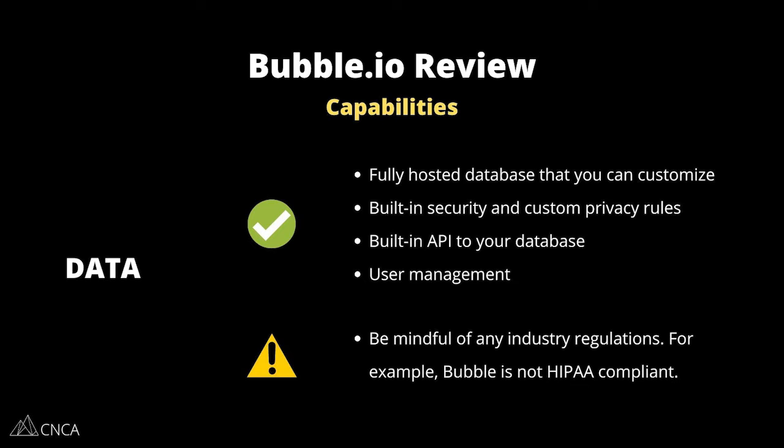Now, moving on to the data component of a Bubble application. Bubble offers a fully hosted database, and these are hosted on Amazon Web Servers that you can completely customize. You have control over the tables that you'll require, over the fields, the properties within those tables. So for example, a user record, right, a user profile that you want to create in your application needs to have a first name, a last name, a profile picture, a date of birth. It's completely up to you to custom define all of those things.